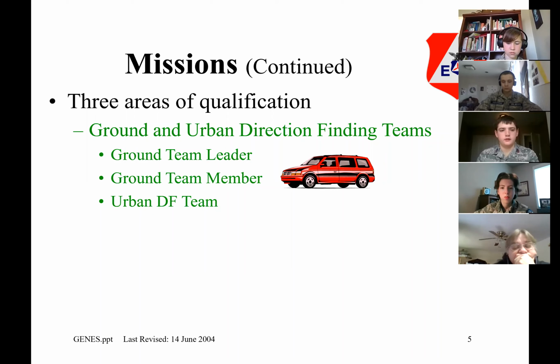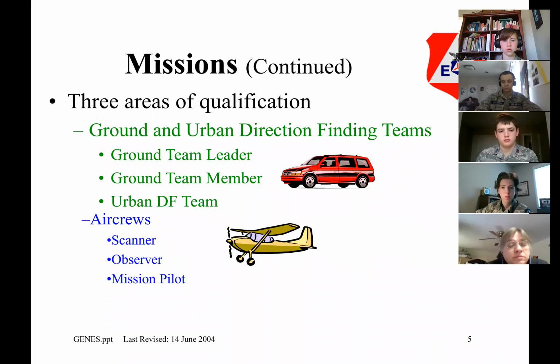A ground team has a team leader, then a team member, and then there's the urban direction finding team. And 60-1 will be your friend in telling you the makeup and minimum numbers. Hint, hint, test question. Air crews can have more than this, and there are more designations, but the minimum air crew is three: the pilot, a scanner, and an observer.